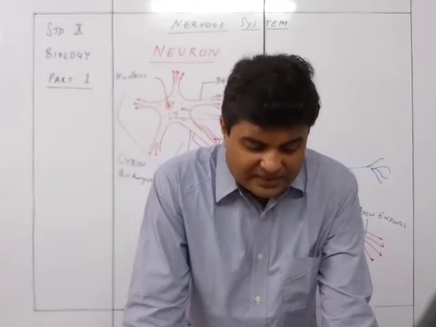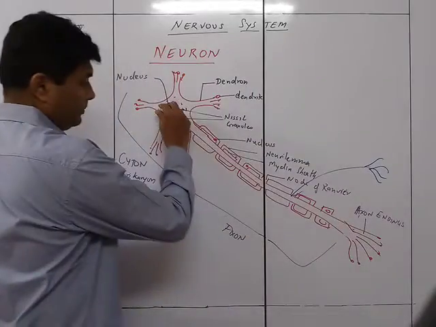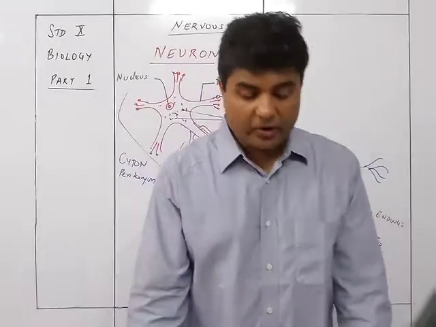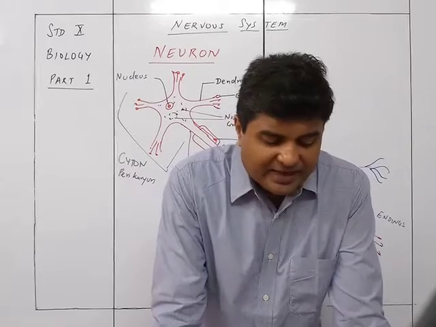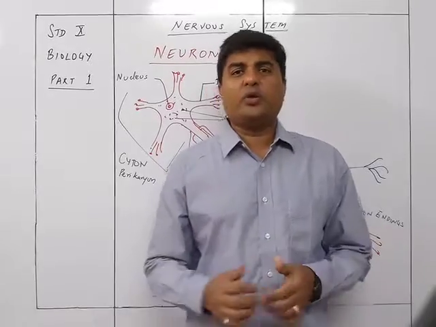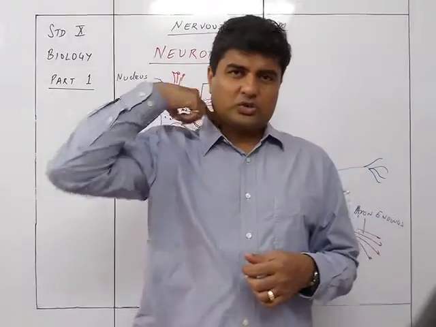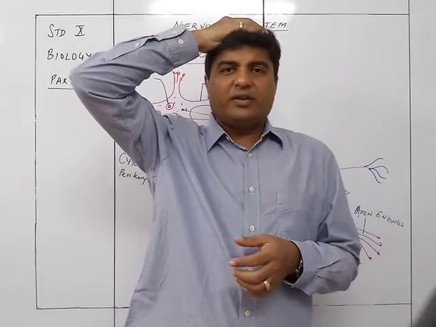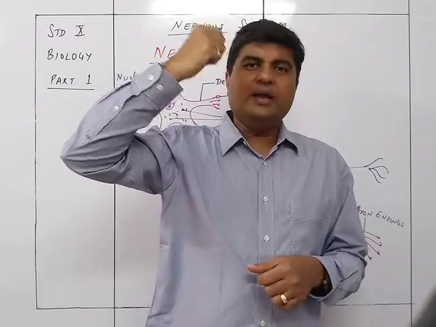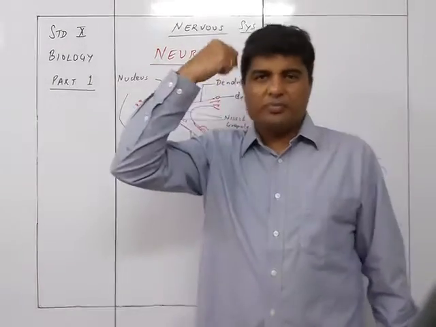It is a long process from the cell body, an elongated part of the cell. It varies in size from a few millimeters to even more than 1 meter in length. See, the cyton is located either in the brain or the spinal cord. Suppose the cyton is in the brain and it is connecting to the eye, the size of this axon will be so small, just a small thing from the brain to the eye.